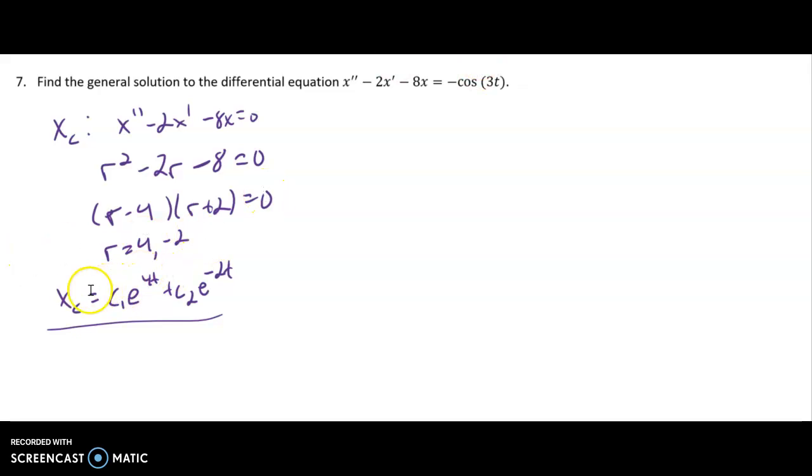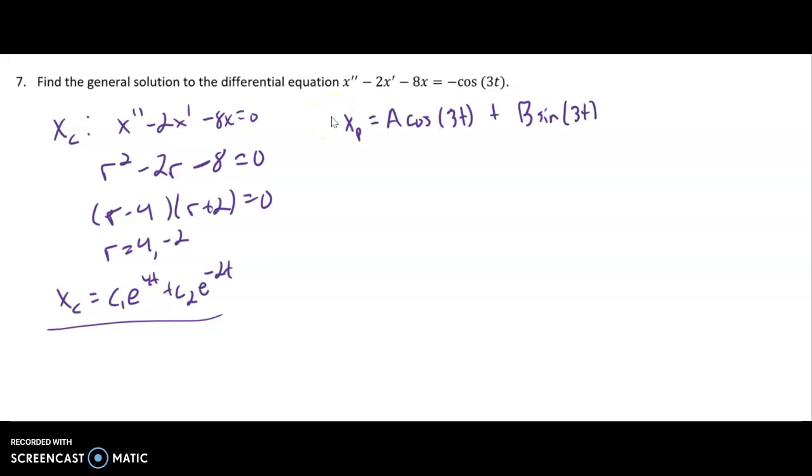I do want to compare the pieces of this to see if there's linear dependence issues with the cosine of 3t. Since these are exponentials with real numbers, and this is a cosine, there's no problem there. So I don't have to do anything special with extra t's or anything like that. So next thing I'm going to do is find my xp. To do my xp, I set up and guess my way into what I need to use. So I know I need a cosine of 3t, and I also need a b sine of 3t.